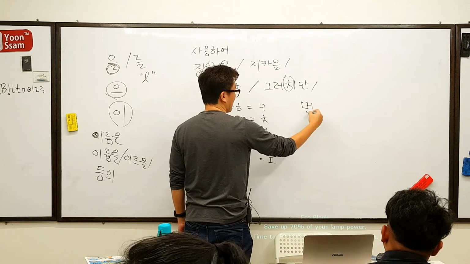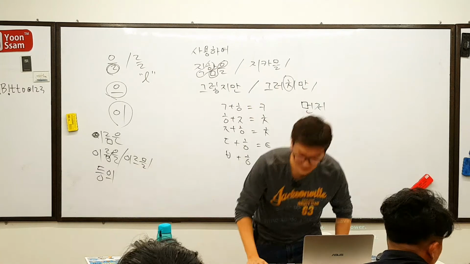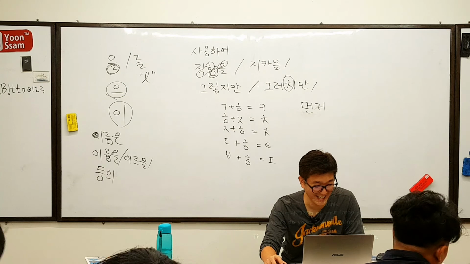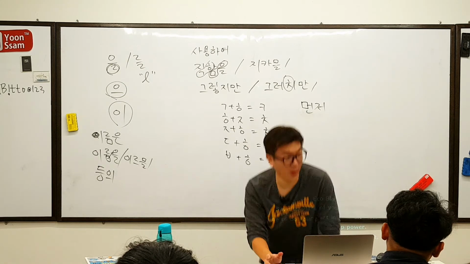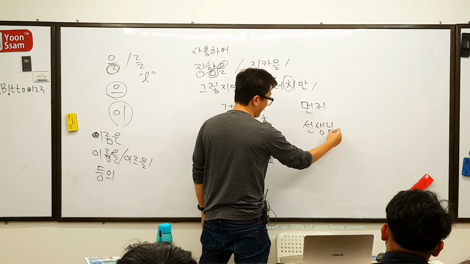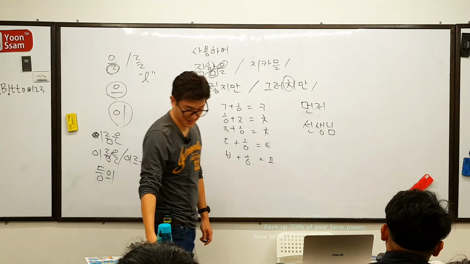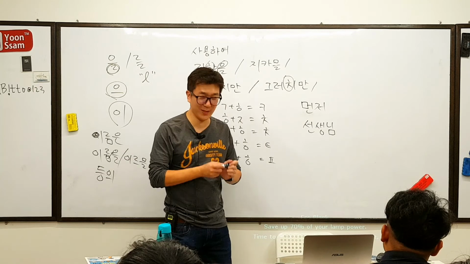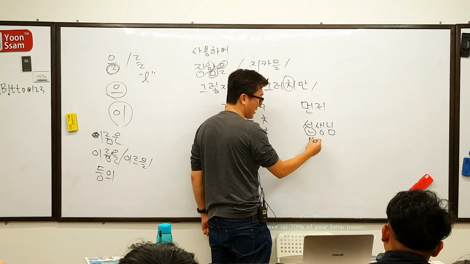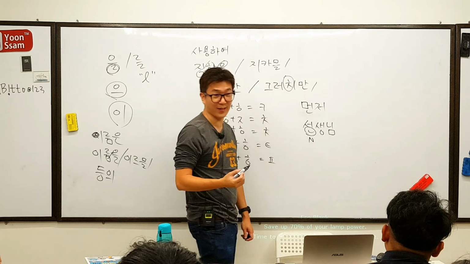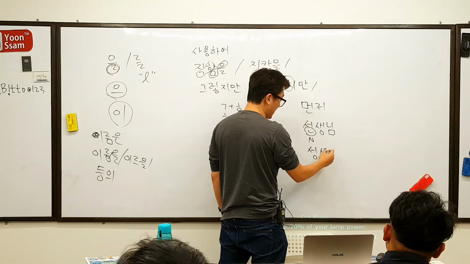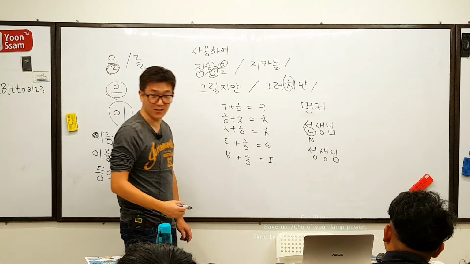How do you do this? Again? Again? 먼저. 다시. 먼저. Okay. 먼저. Then this is a very common mistake I notice from many students. This is N, right? It's an N sound. 선생님. Right? But then many of you read it as 선생님.